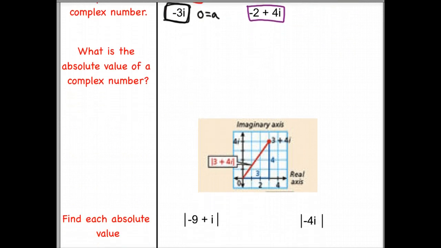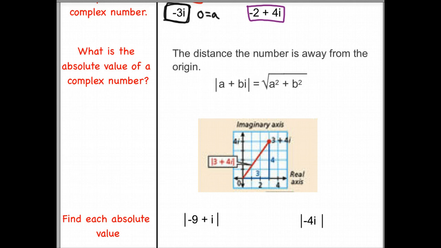So now that we've talked about graphing, let's talk about the absolute value. What is the absolute value of a complex number? Well, if you remember, the absolute value is the distance a number is away from the origin. So what we're doing is finding the square root of a squared plus b squared. You can see from this picture, I got it from the textbook, so it's a little bit blurry, but what we're doing is finding the distance that point is away from 0. So right here, this red line, that's what the square root of a squared plus b squared is.